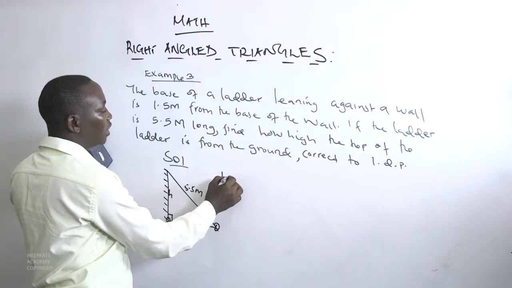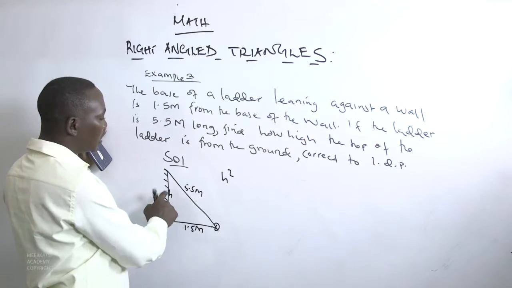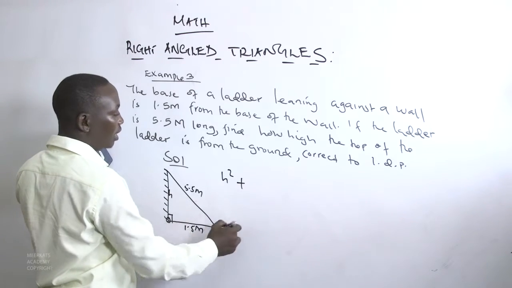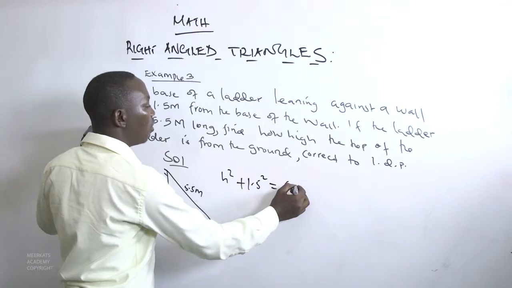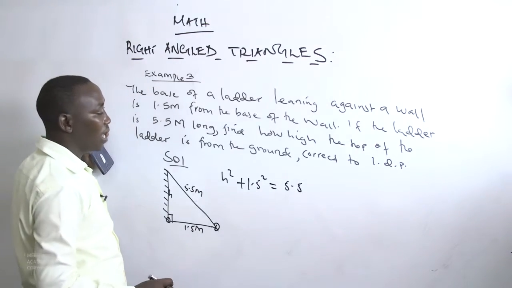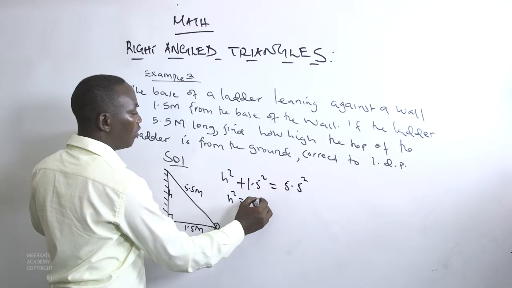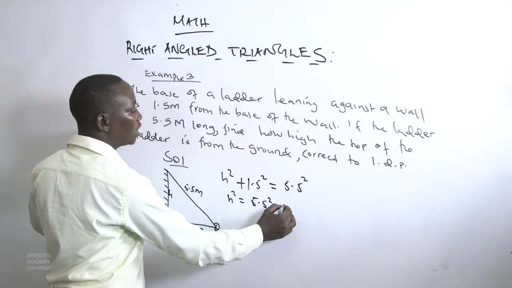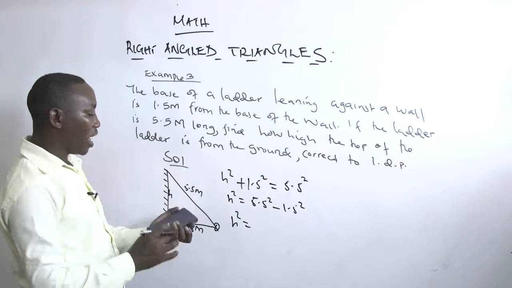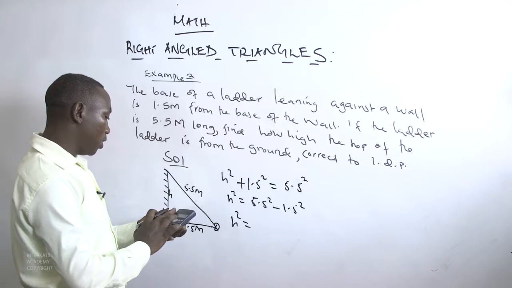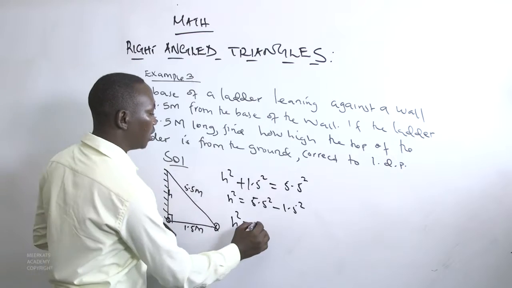And in this case, we say that if you take h squared plus this other one, 1.5 meters squared, that should give us the square of the longer side. So this means that h squared will be equal to 5.5 squared, we subtract 1.5 squared, when collecting the like terms. So that means our h squared will be, when you take 5.5 squared and subtract 1.5 squared, you'll get 28.